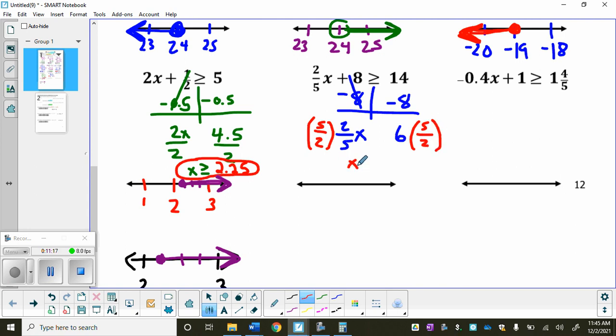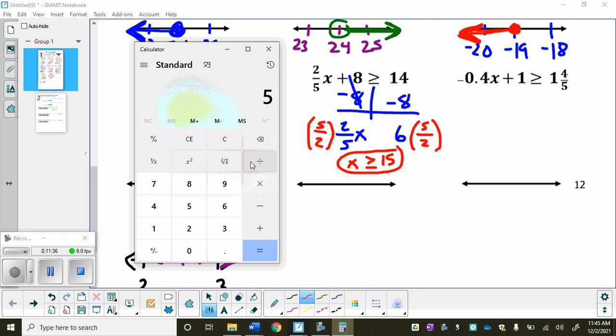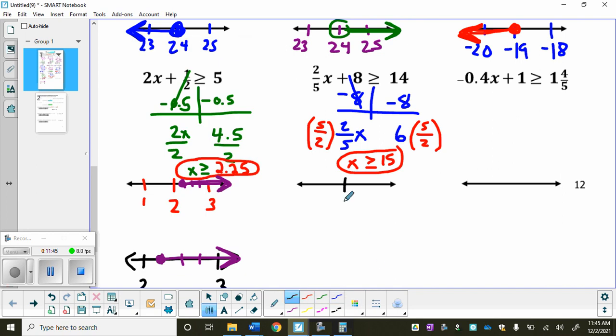So I have an x. This was not a negative coefficient, so I do not need to flip the symbol. I'm going to keep it the exact same direction. And over here, I'm going to do 6 divided by 2, which is 3, and then times 5 is a 15. So x is greater than or equal to 15. Now, you could just do 5/2 in the calculator, and then just do times the 6, and we still get a 15. All right, so let's put this on the number line. This one should be nice and easy. We get a 15. This is going to be a 16. Here we have a 14. And if we're shading greater than or equal to, it's a closed circle, and we're going to the right.